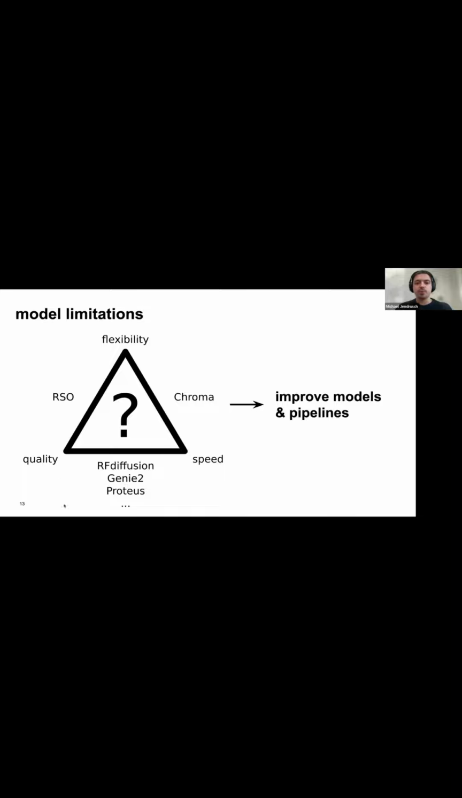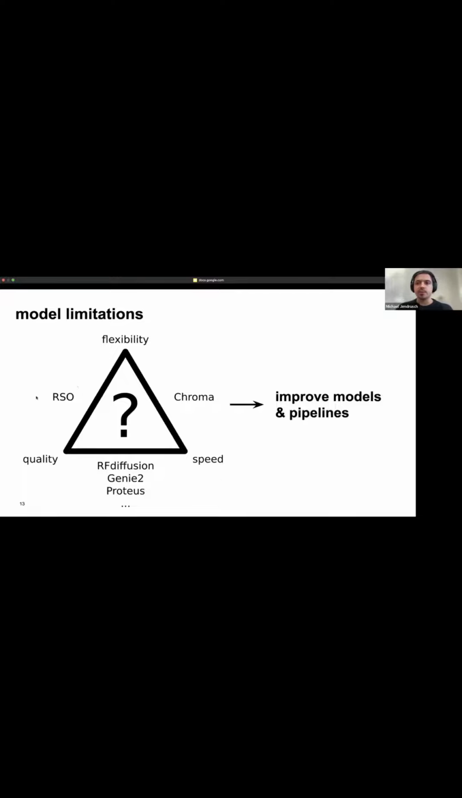And so most diffusion models, like RFdiffusion or Genie, fall somewhere along the quality and speed axis. They produce reasonable designability at reasonably high speed, but they lack flexibility as they have to be retrained from task to task. For example, if you want to do binder design, you have to train a separate model. If you want to do motif scaffolding, you have to train a separate model, and so on.